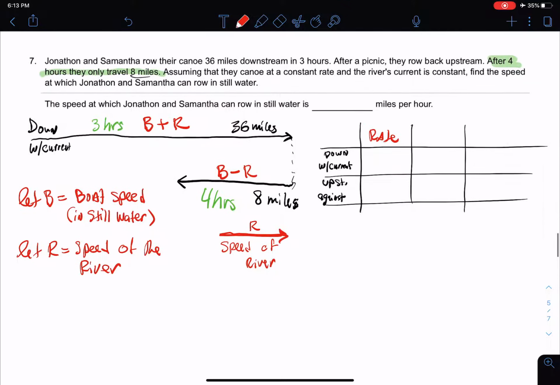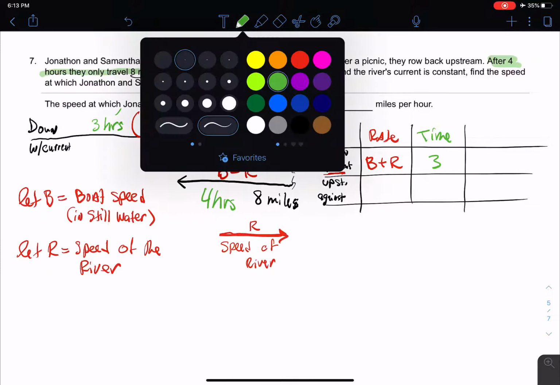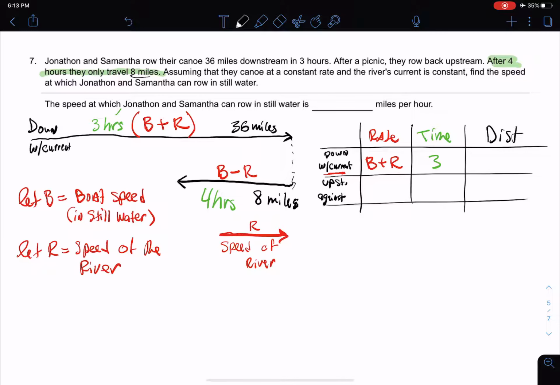So if I want to figure out what is the rate when I'm going against the current, well, it's going to be this guy right here. Sorry. What's the rate going downstream, going with the current? It's going to be right here. Going downstream with the current, you have the boat speed plus the river help. Let's complete this. Then the next thing we have here is it took 3 hours, and that's the time. And then finally we have our distance right here. And the distance when I was going downstream is 36.